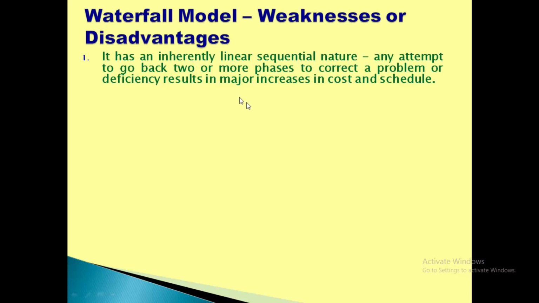Any attempt to go back 2 or more phases to correct a particular problem or deficiency results in major increases in cost and schedule. It means if you need to go back 2 or more phases, if you are working on phase 4 currently and you need to go to phase 2 to modify the SRS, it is not possible here because it will increase the cost and the schedule will be totally disturbed.